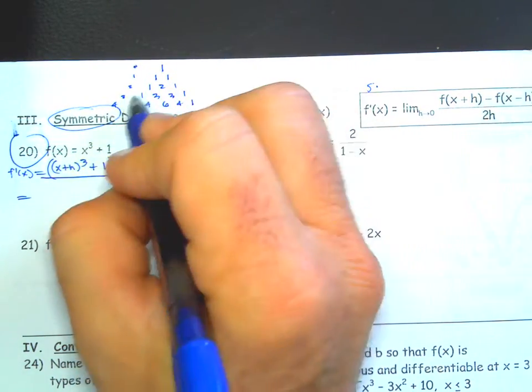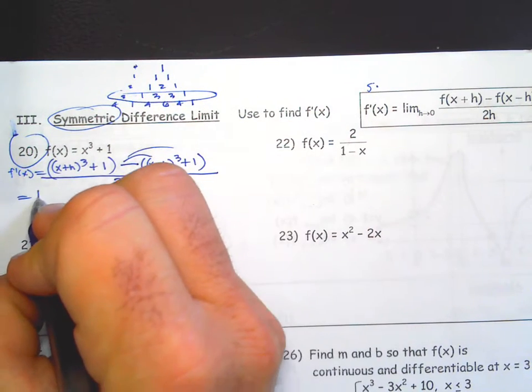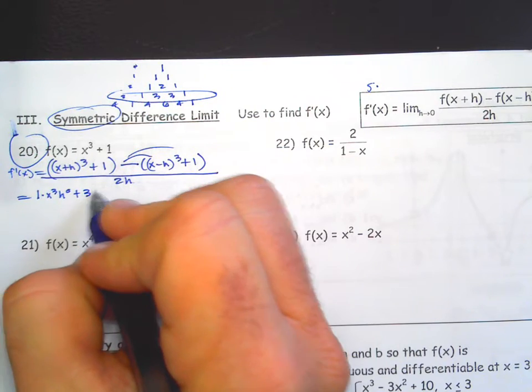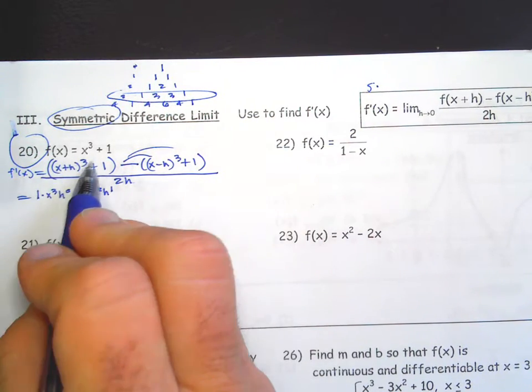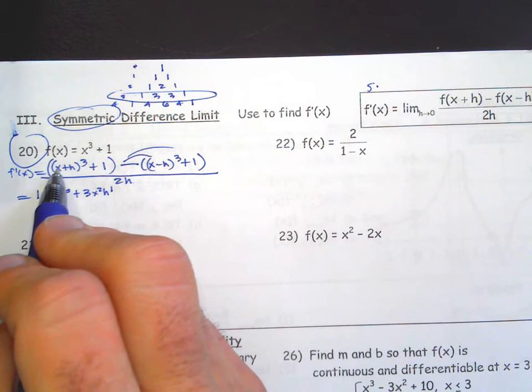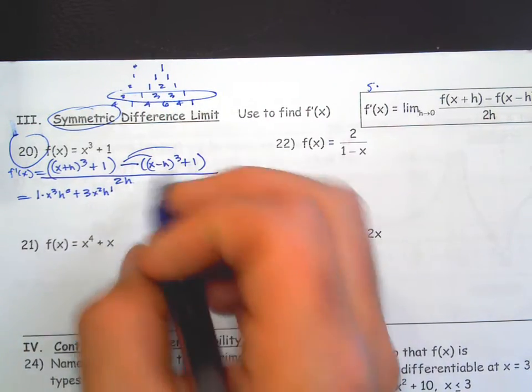So we want the third power. And so then that's going to be 1 times x to the third, h to the 0, plus 3x squared, h to the first, right? So the first one starts at the highest power, the second one starts at the lowest power. And then the first one goes down in power by 1 each time, and the second one goes up in power by 1 each time.